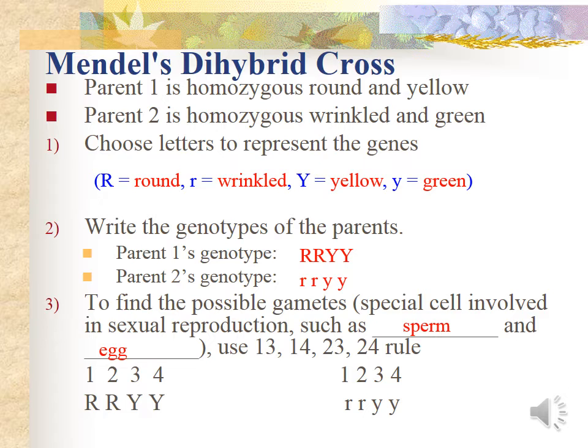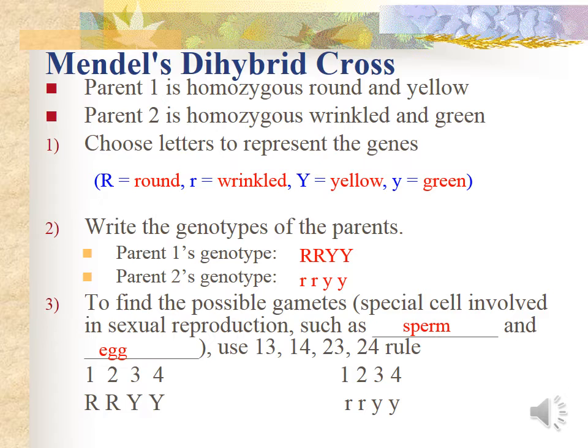So here you've got parent one is homozygous round. So that's what homozygous round looks like right there. And then homozygous yellow, so that would look like two capital Y's right there. And then the second parent is homozygous recessive because it is wrinkled. And then you got green, and because that is recessive, it's homozygous recessive to be green, so little y's. And those are the two parents.